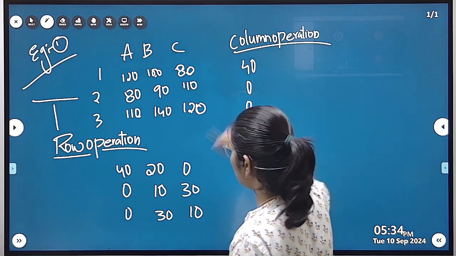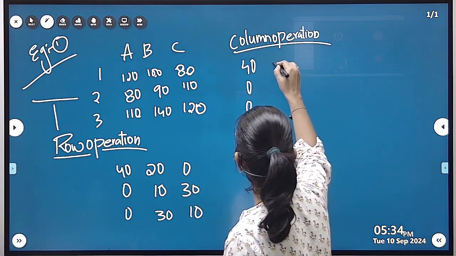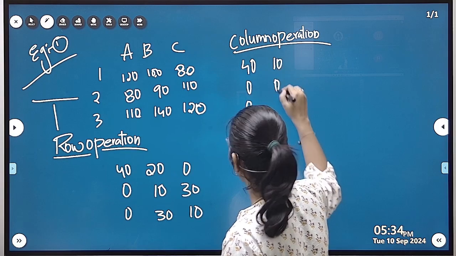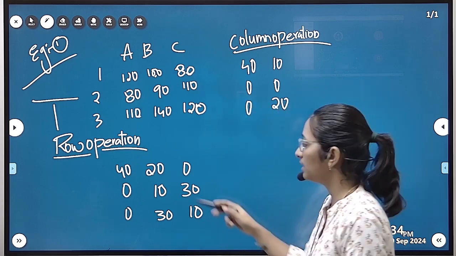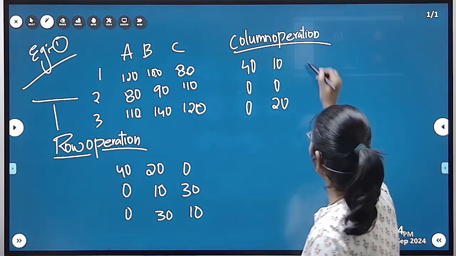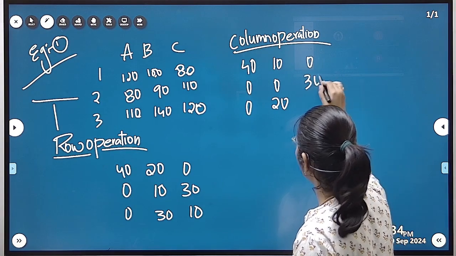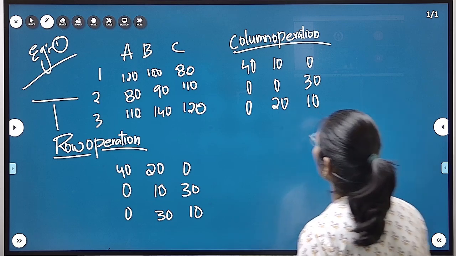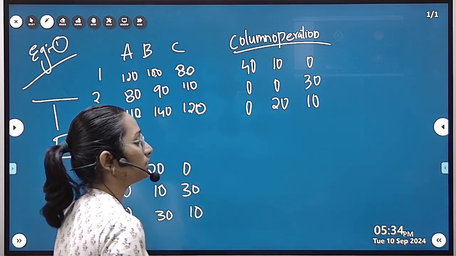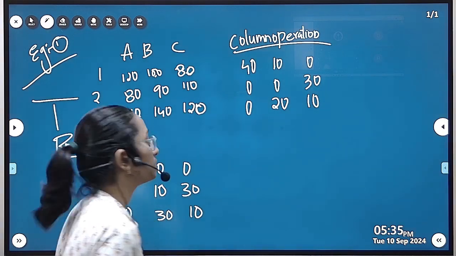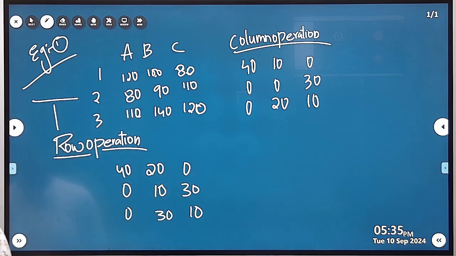So next one. Least number is 10. So 20 minus 10 is 10. 10 minus 10 is 0. And 30 minus 10 is 20. So the next one. Here we have 0 only. So we'll write like that. Okay. Same numbers we'll write. Okay. So we had done column operation and now row operation. Now we need to draw the lines.